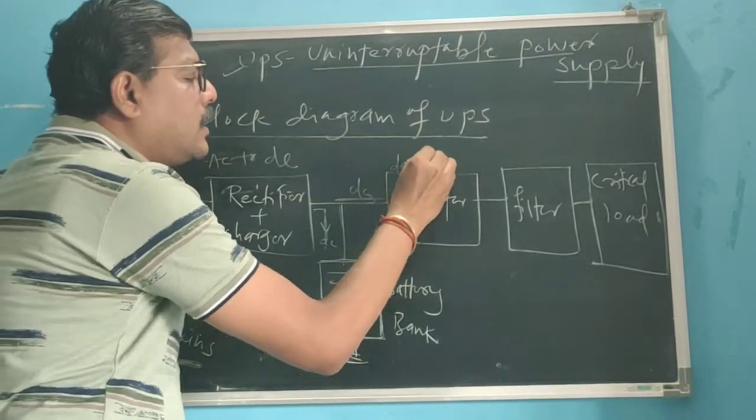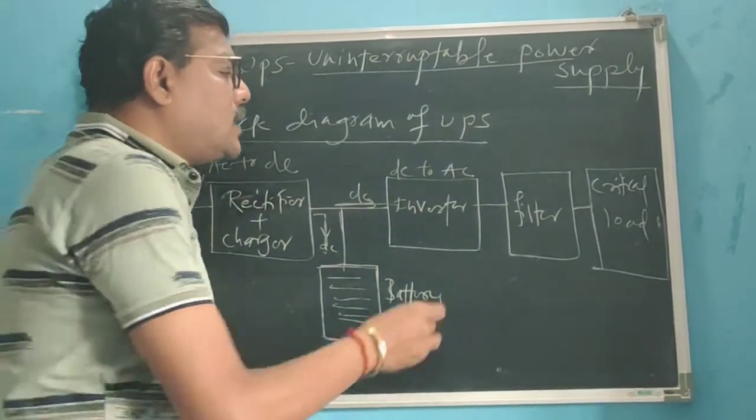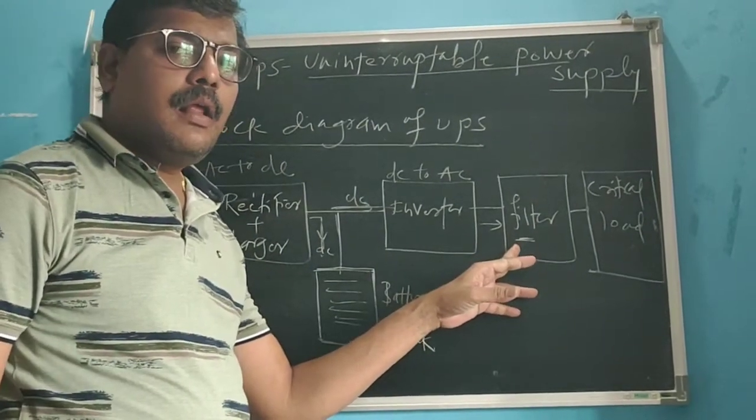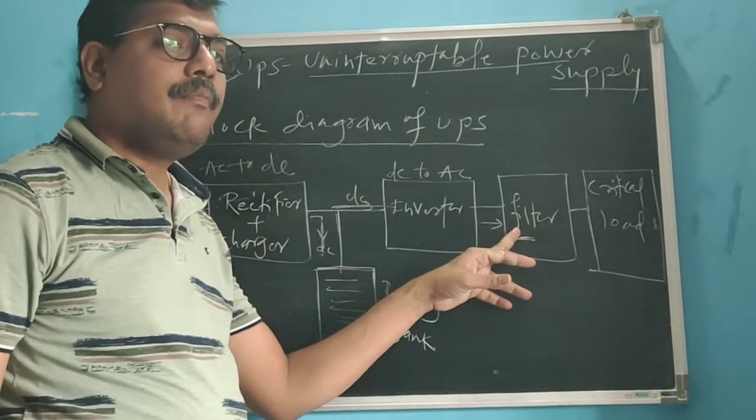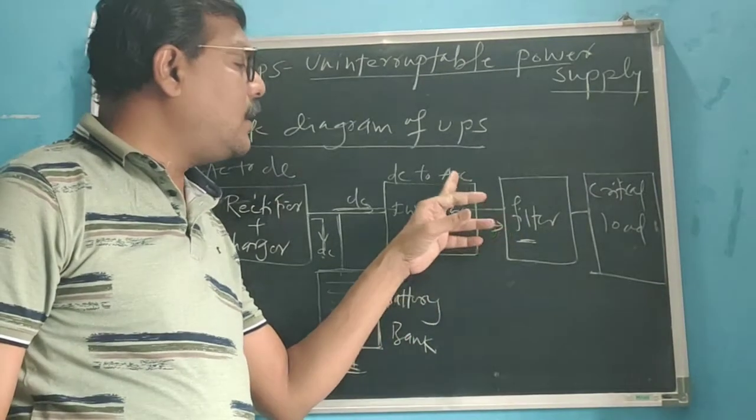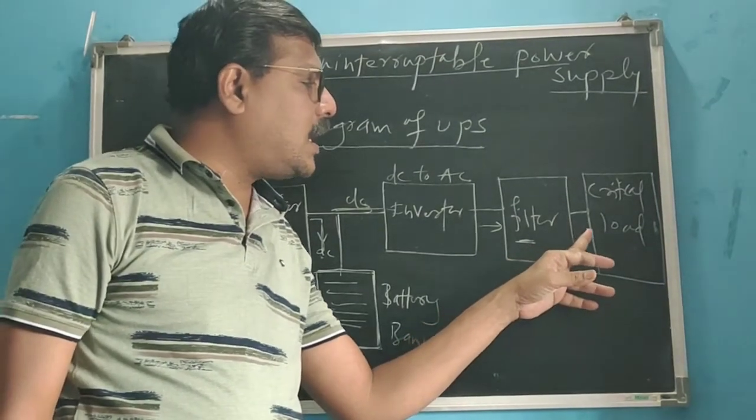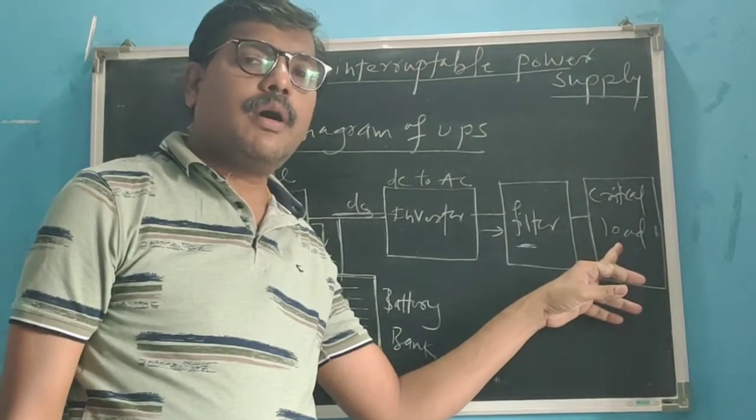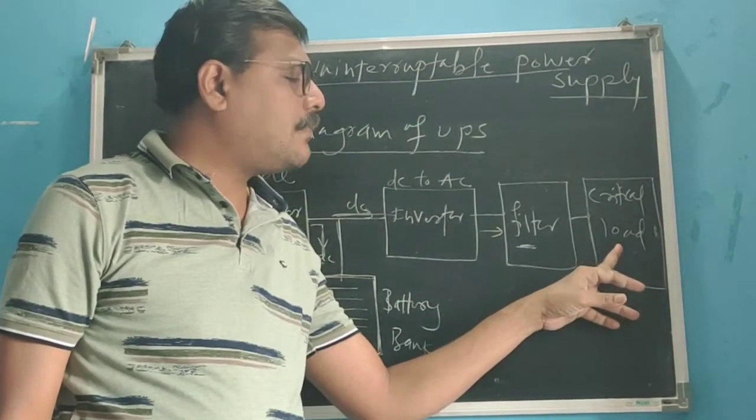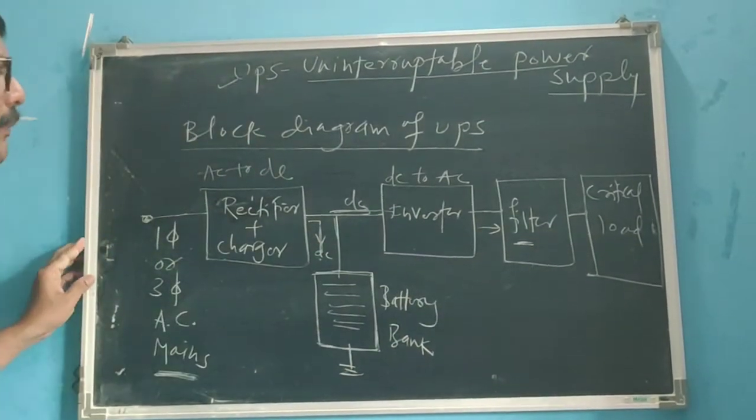The same DC is given to the inverter. The inverter converts the DC to AC. Then the AC is given to the filter. The filter will remove the ripple in the AC, and also separate any transient or undesired signal in the AC signal. The pure AC signal, a pure sine wave, is given to the load. The load is your home appliances, TV, fridge, mixer, whatever load is present.